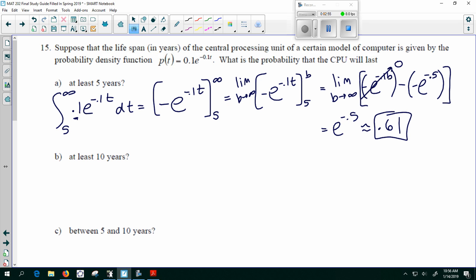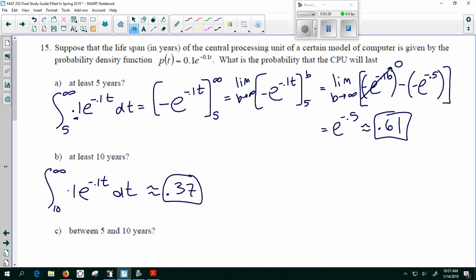So for part B, we do exactly the same setup, except at least 10 years is 10 years or more. So I integrate from 10 to infinity, 0.1 e to the negative 0.1 t. I won't write out all of the steps of doing the antiderivative and evaluating this. They're the same as the previous. I'll just tell you that this comes out to approximately 0.37, or a 37% probability that the CPU will last at least 10 years.